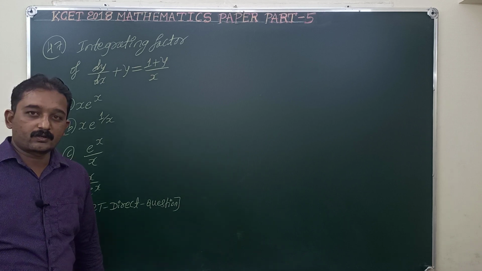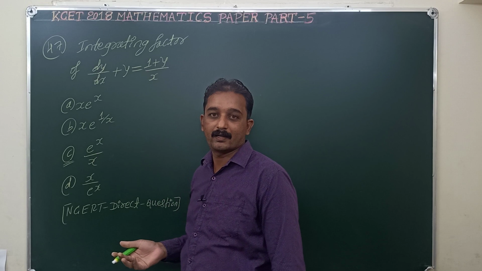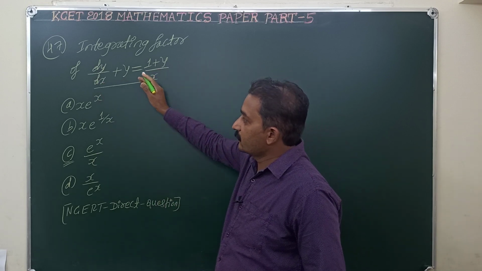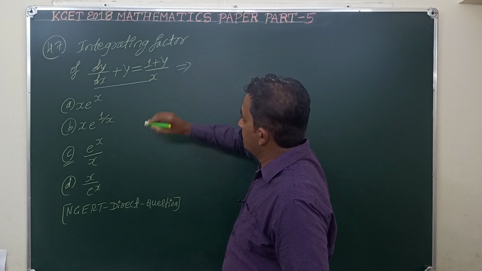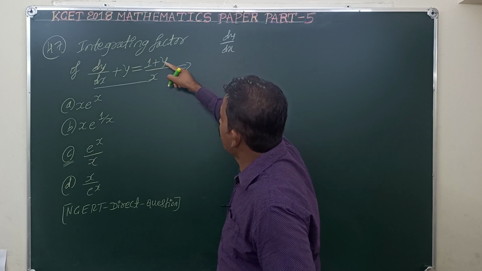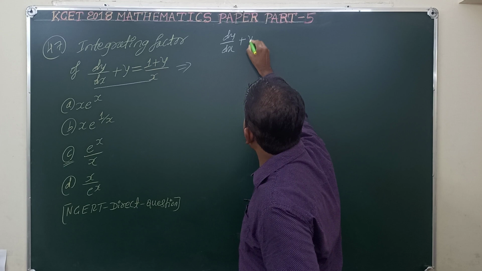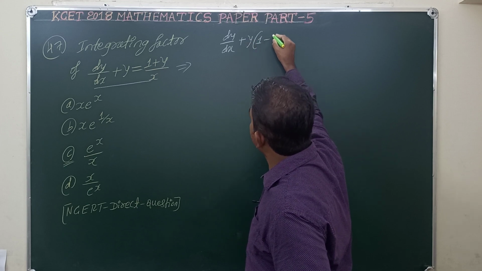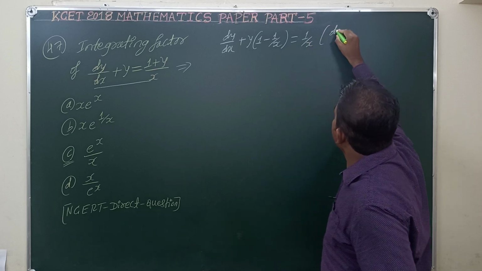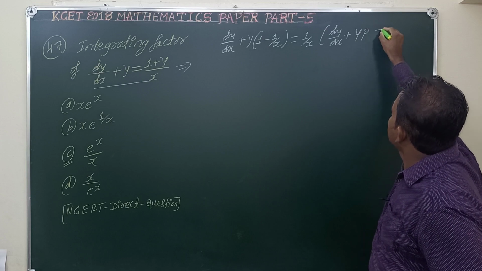So now let us move on to question number 47. This question is once again based on the chapter differential equation, particularly find the integrating factor of this differential equation. Now convert it to standard form. Standard form means what? dy by dx, here y by x moves to the left hand side. It becomes y is the common term, take outside, it becomes 1 minus 1 by x is equal to 1 by x. Now it is in the form of dy by dx plus y into p is equal to q.